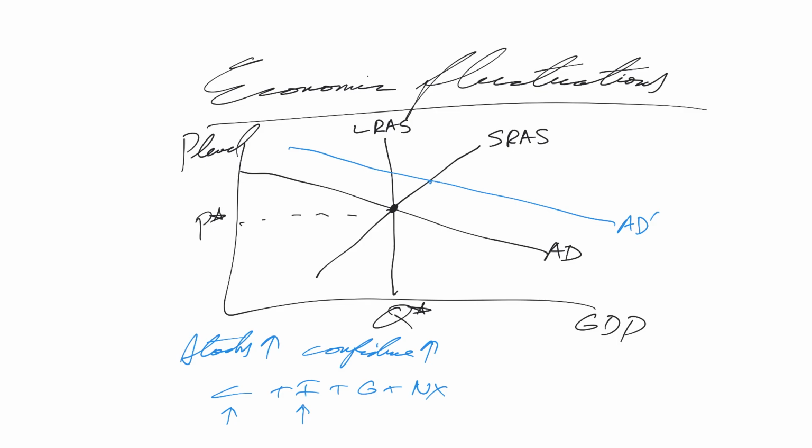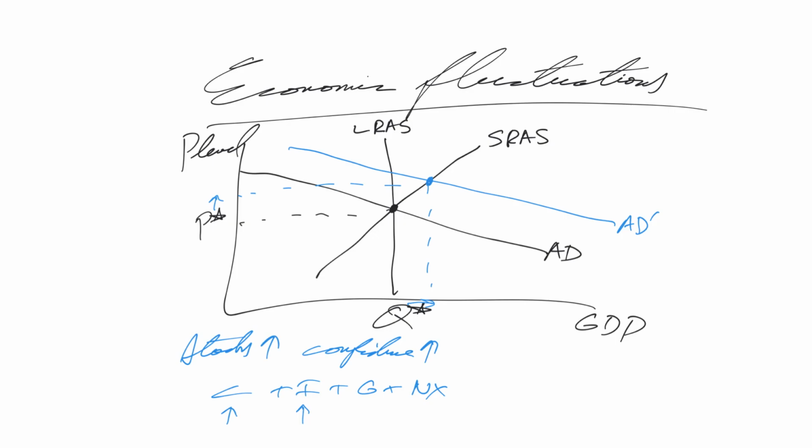And here we are, a new equilibrium. We have an increasing price level. We have increased output. But notice that we've got this expansion going, but we have inflation going too.